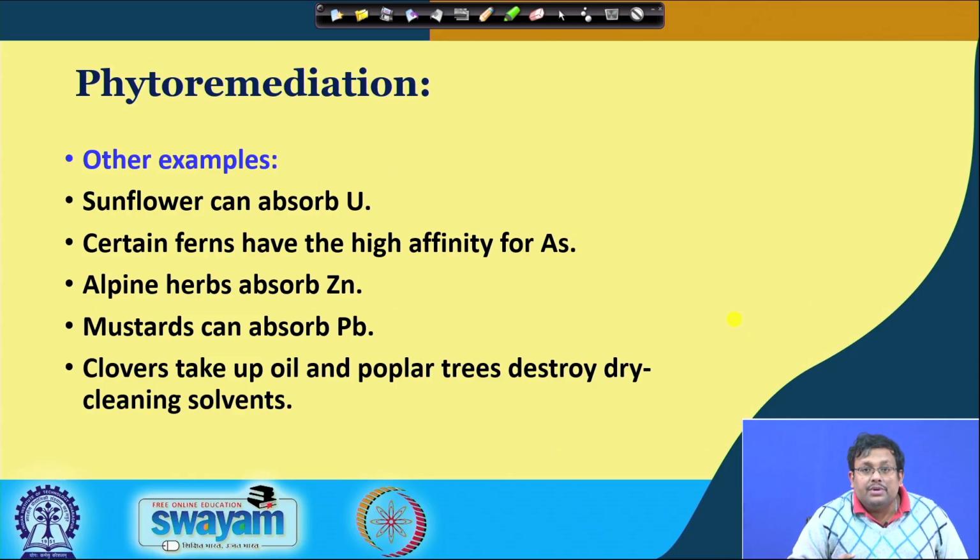Sunflower can absorb uranium, it has been found in several studies, and also certain ferns have a high affinity for arsenic, as we have already seen, brake fern. Alpine herbs can absorb zinc, and then mustards can absorb lead, and clovers take up oil, and poplar tree destroys the dry cleaning solvent. So, these are some examples of phytoremediation, and that is why phytoremediation is a recommended practice to clean contaminated soil in several instances.